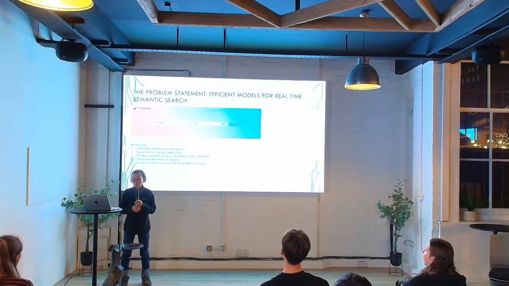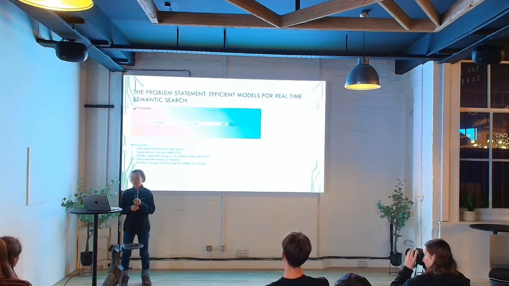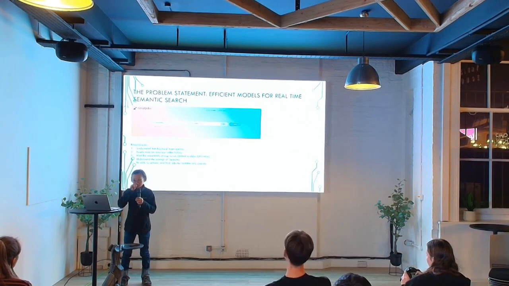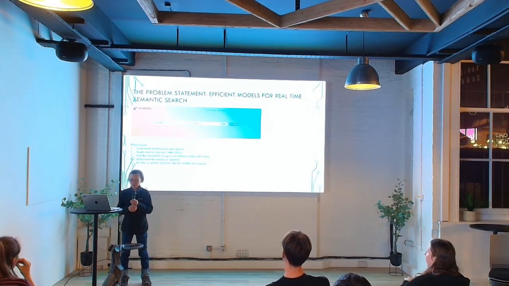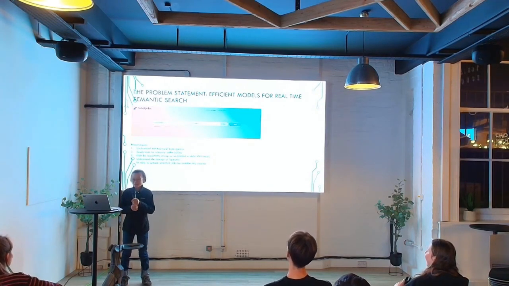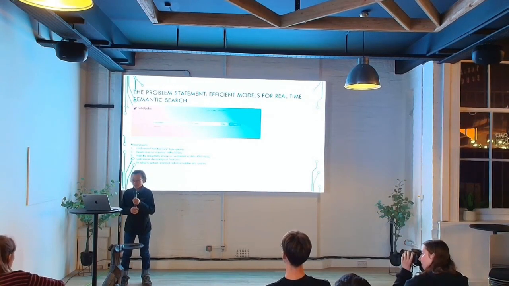So the problem statement is: how do we have efficient models for real-time semantic search? For example, if you land on Total Jobs and you are searching for a job position, you might say data scientist in London. This sort of thing is quite easy, almost like keyword search. But what if you say, I want to work outdoors, preferably for someone rich? Then a keyword search might not give you the most relevant results.